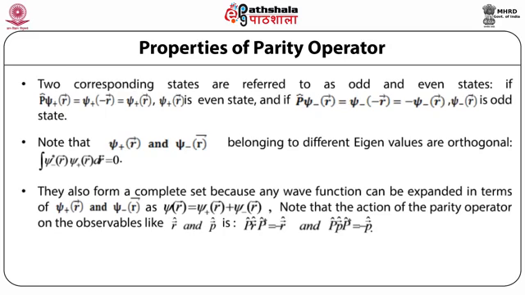And this relation can also be stated as the anti-commutation relation between operator A and operator P, and can be written as operator A times operator P plus operator P times operator A is equal to 0, which is the anti-commutator between operator A and operator P.